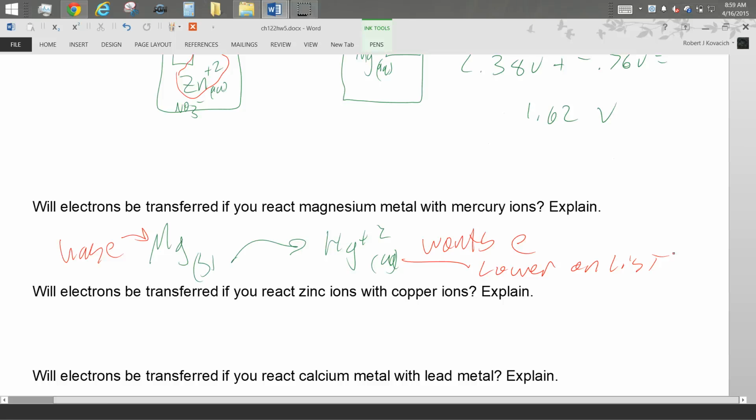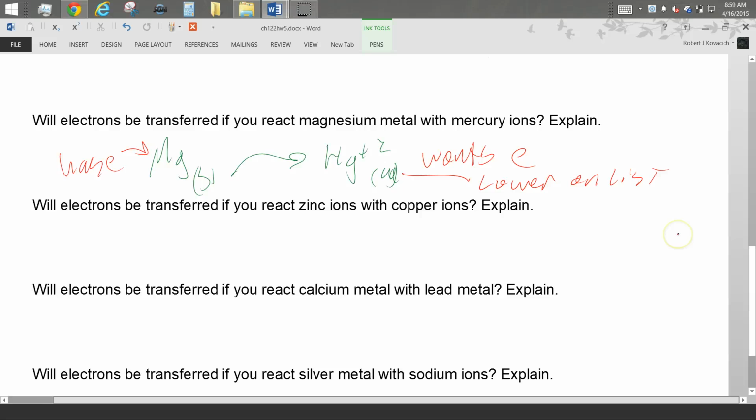The moment this magnesium has given its electrons to the mercury, they switch positions. The magnesium now has a +2 charge, and the mercury is a solid. So now I've got elemental mercury in a container with magnesium with a +2 charge. How come the mercury doesn't give the electrons right back to the magnesium? Because the mercury's lower on the list. Things lower on the list do not give their electrons up to things that are higher on the list, no matter what the situation is, spontaneously.